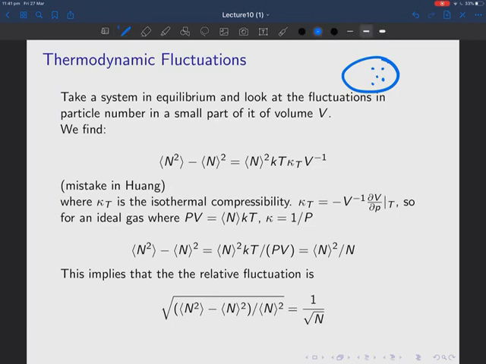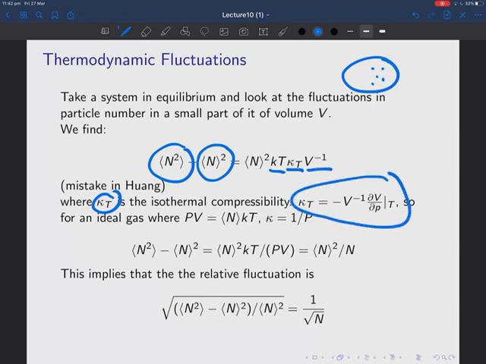And if you do the calculation, you will find, as you've done already, that the fluctuation, the average of the number of particles squared minus the square of the average number of particles, is equal to the average number of particles squared, times kT times kappa_T divided by the volume. And kappa_T here is the isothermal compressibility, which is defined to be minus dV/dP divided by V, at constant temperature.